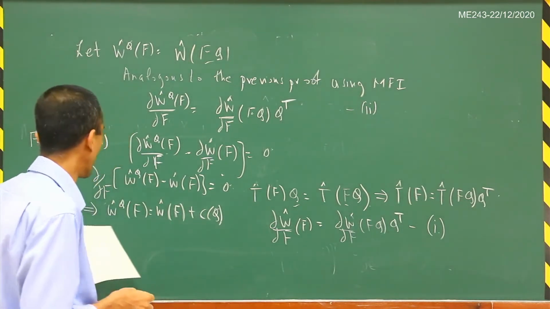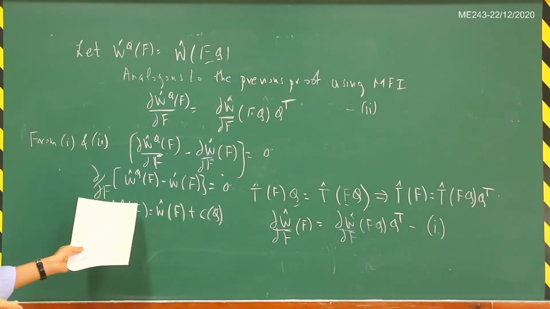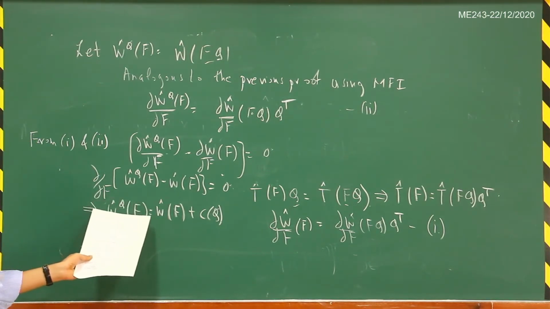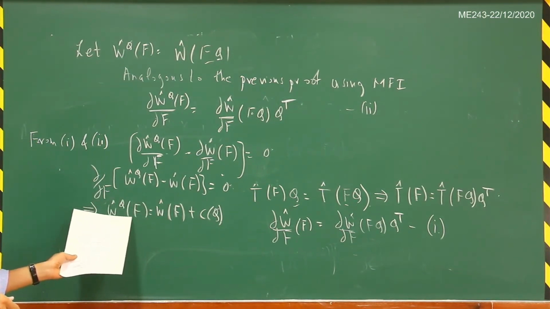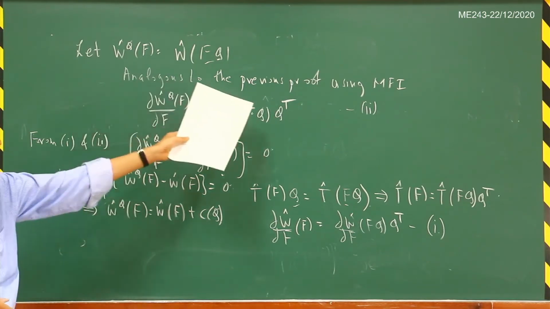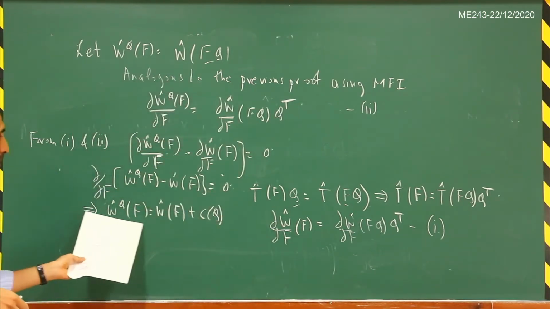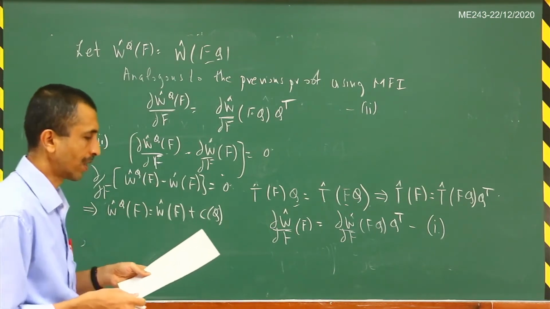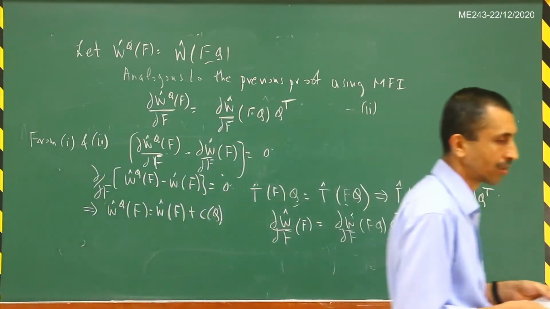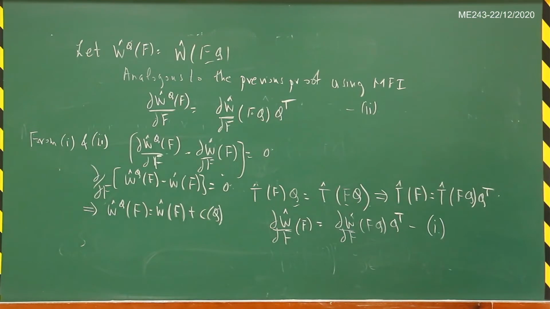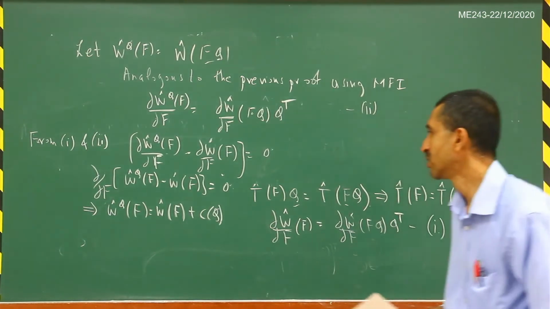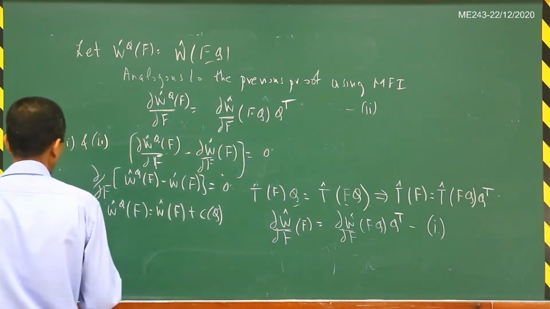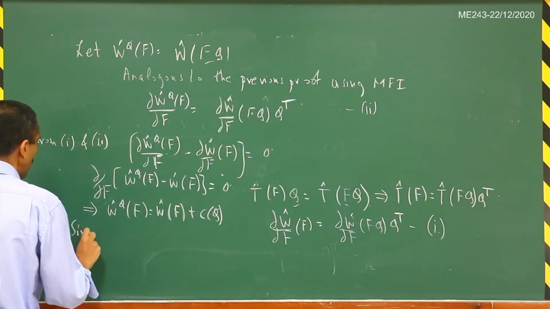So again you have to choose F equal to identity, then you choose F equal to Q, then you choose it to be Q square and so on. The same procedure that we followed in the last class when we were doing the proof for the MFI case, you now carry out in this case also, and then you will get that C of Q is equal to 0 in this particular case. So similar to the previous proof.